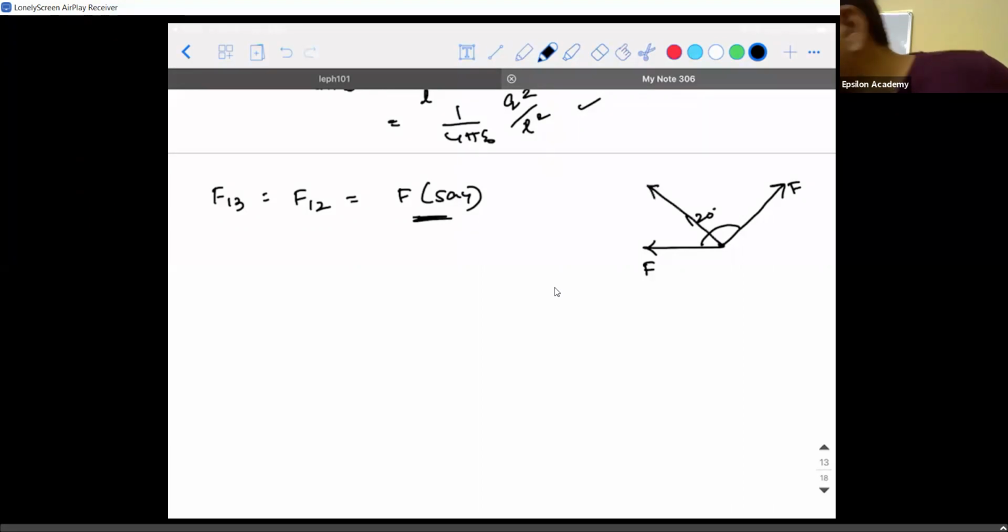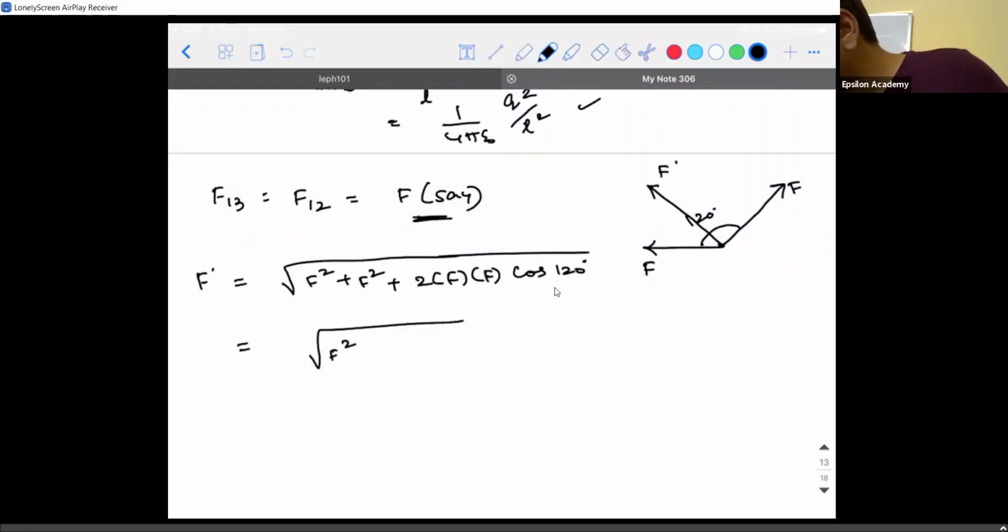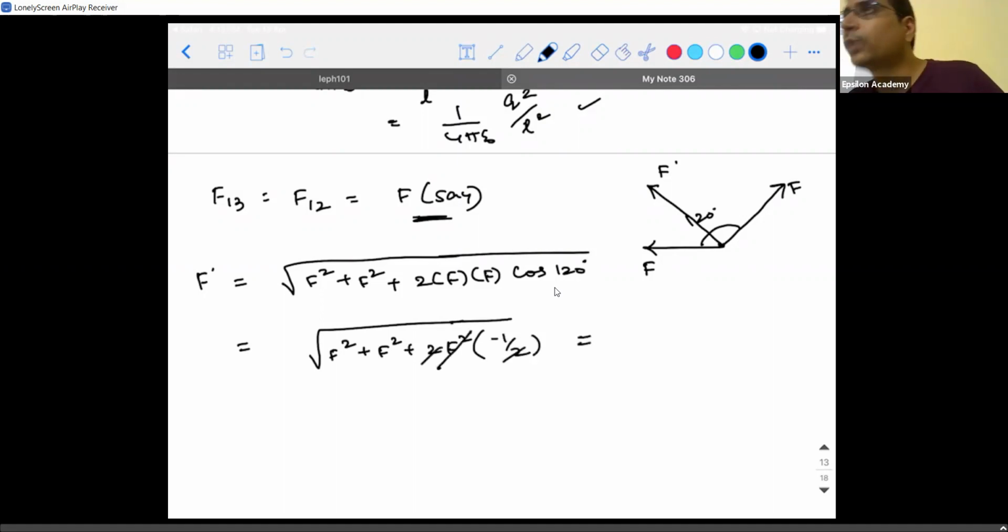Now, the resultant is going to be in this direction. Let me call that F dash. Then what is the value of F dash according to parallelogram law? Root of F square plus F square plus 2 into F into F cos of the angle between them, that is 120 degrees. So it will be root of F square plus 2F square into cos 120, which is minus half, this and this will get cancelled. So minus F square and F square are also gone. Root of F square is going to give you F. Are you able to understand?